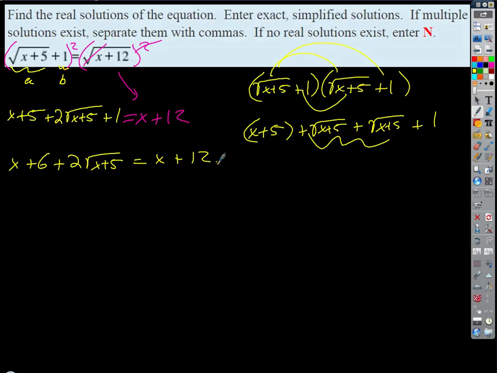But something great happens. What cancels? How did you get 6 instead of 5? 5 plus 1 is 6, right? So those two combine to give me a 6. So yeah, the x's cancel, I can subtract x from both sides, right? And then let's go ahead and subtract 6 from both sides, and I get 2 times the square root equals 6, right?